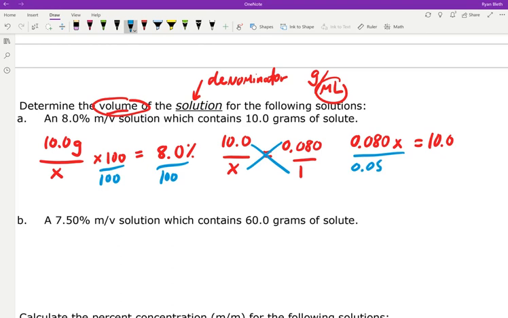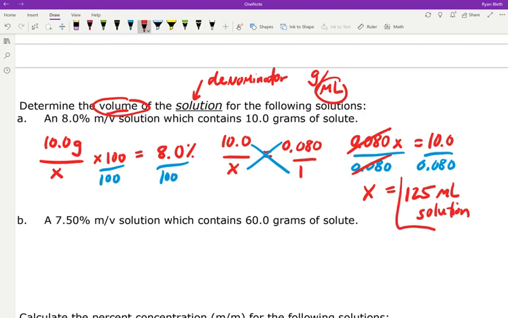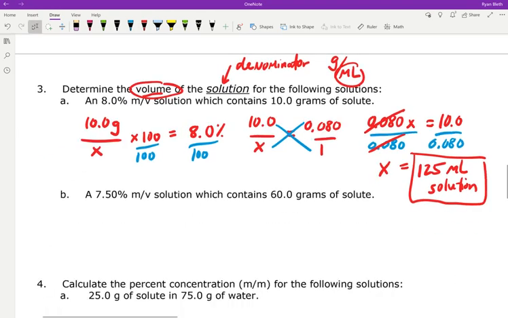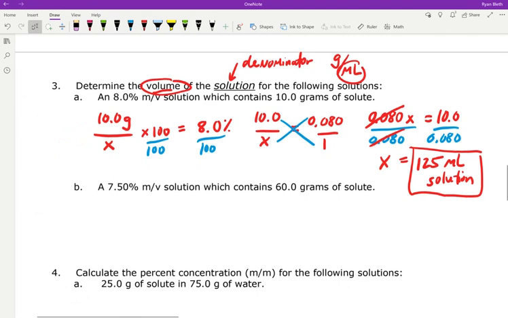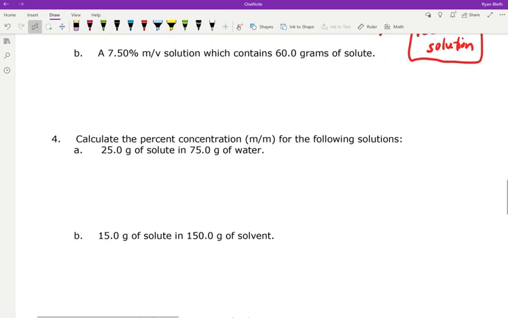I'm going to divide both sides by 0.080, pardon me. And when I do that, I'll have things canceled out here. X comes out to be, for number 3, 125 milliliters of solution, or just 125 milliliters for the volume of that solution. And you can always go back and check, right? If you're not comfortable with it at first, or if you want to be real confident in your answer, go back and check. 10 divided by 125 times 100 should give you an 8% solution back again. As long as there isn't any major rounding in these problems, it should be okay.